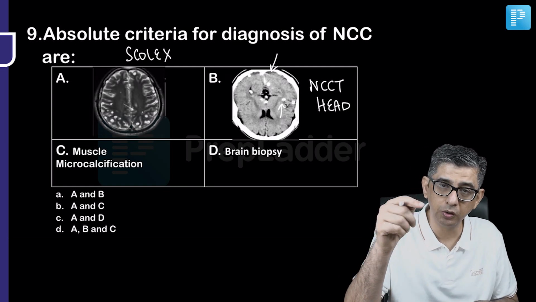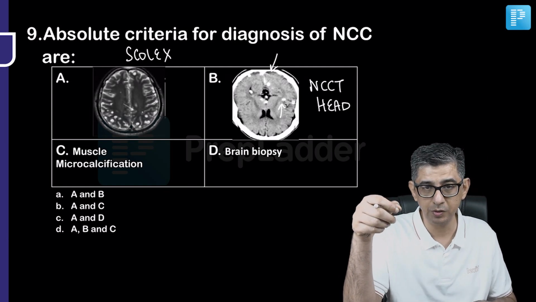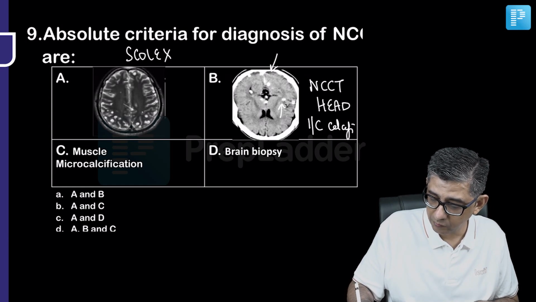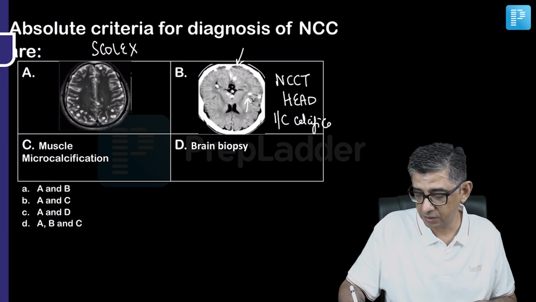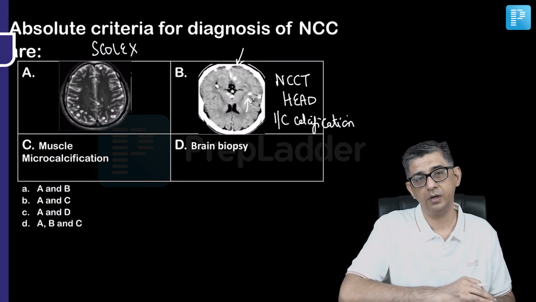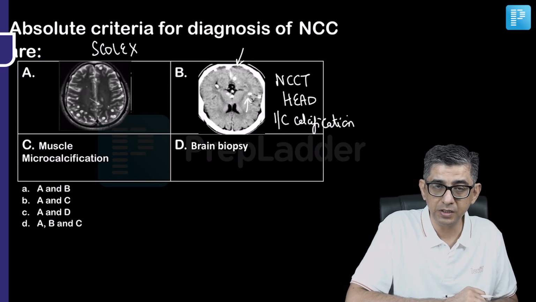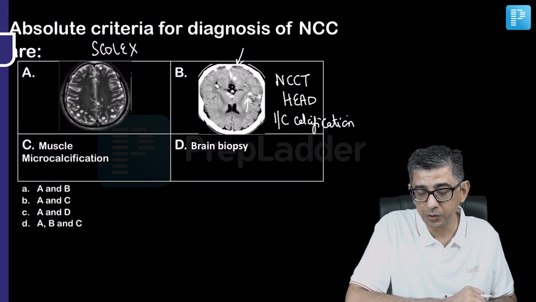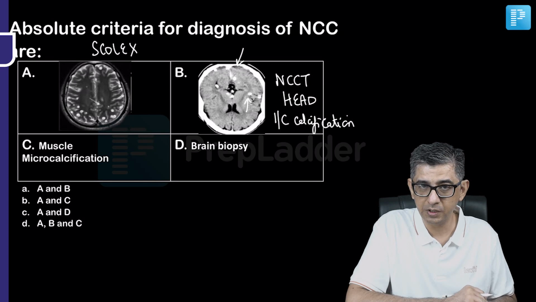But I cannot be sure that these are lesions of neurocysticercosis, because there are so many causes of intracranial calcification. And one of the important causes of intracranial calcification in India can be even tuberculoma. Now, because intracranial calcification can occur for multiple reasons, per se, option number B, neuroimaging, is fine.